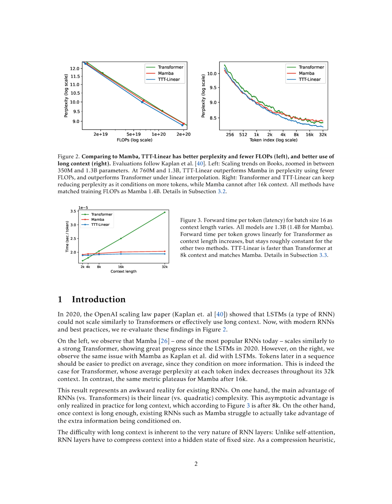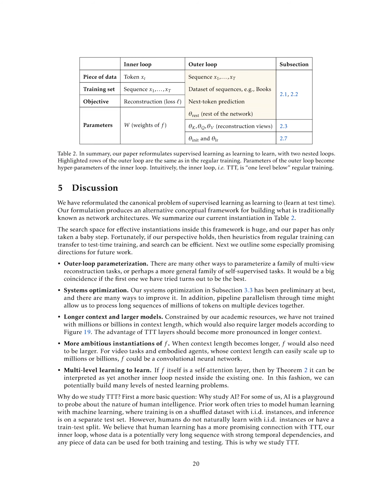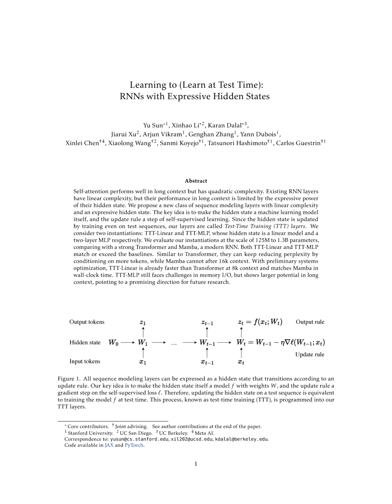Another limitation is the difficulty in training with millions or billions in context length, which would require larger models, according to the findings in the paper. Furthermore, the method may face challenges in more ambitious instantiations of the inner loop model f, especially when dealing with video tasks or embodied agents that require larger and more complex models. Additionally, the method's reliance on self-supervised learning for the compression heuristic may limit its performance in scenarios where handcrafted tasks or priors could be more effective.